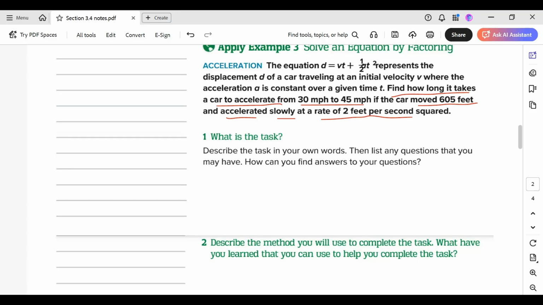So we need to determine some things. The first thing is, what is the task? Describe the task in your own words and list any questions that you may have. How can you find your answers? Well, first thing, we need to solve the equation to find the time for the car to accelerate.